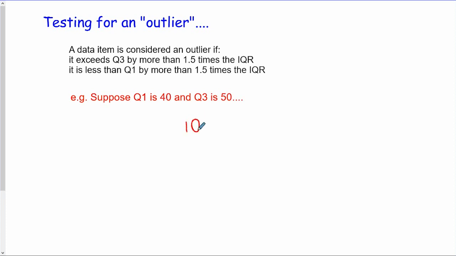Then the interquartile range is 10, and 1.5 times the interquartile range would obviously be 15. So 40 minus 15 is 25. Anything less than 25 would be considered an outlier here, or anything that is bigger than 15 above Q3, in other words, bigger than 65. Those would be considered outliers. Sometimes they would be excluded from the data set because they're considered freakish or anomalies.